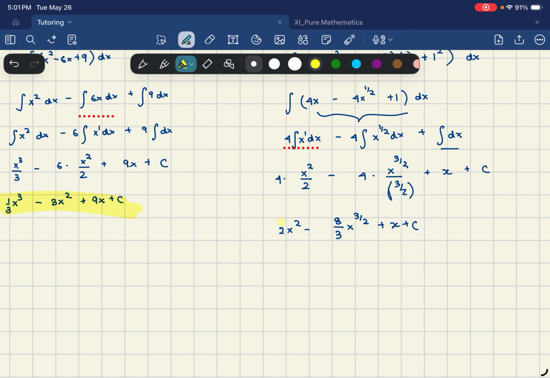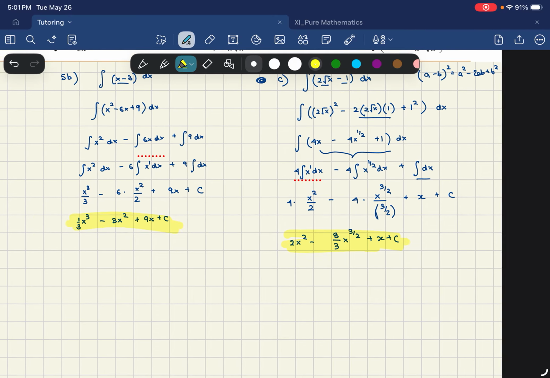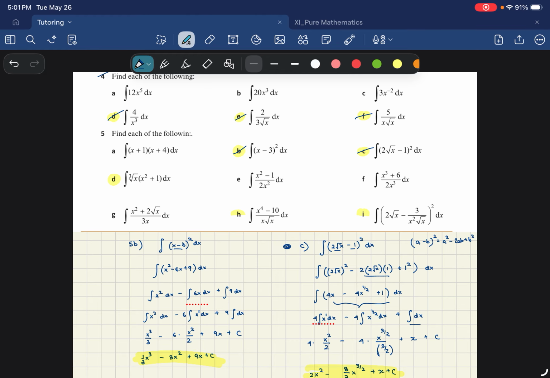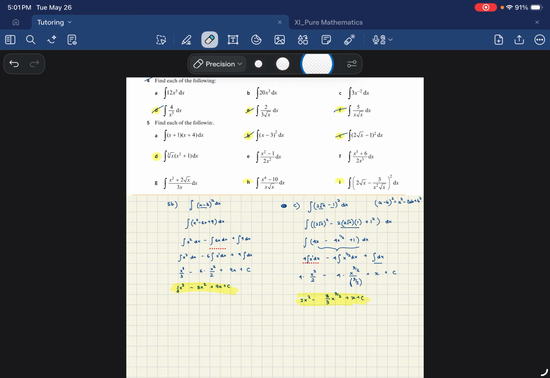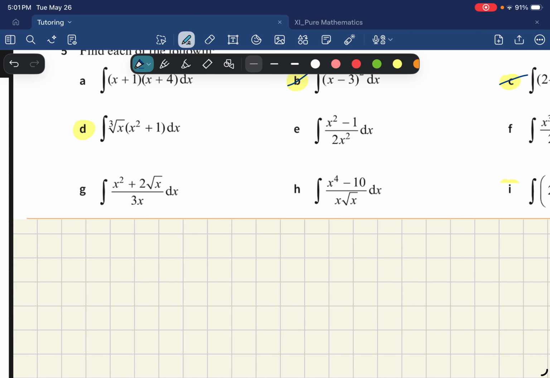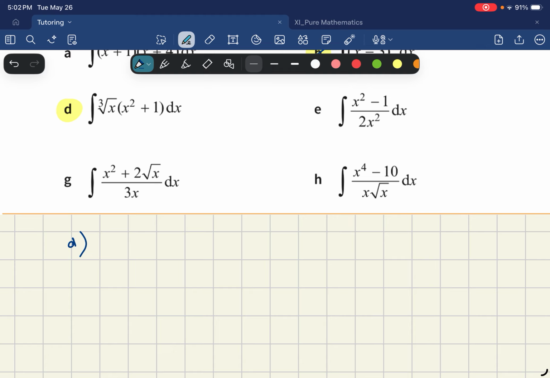Alright, this is the correct answer. Alright. I think, yeah, this should be it. Alright, so we are done with C as well. So I hope, if it's okay, let me erase everything. For question part D, I have cube root of x, and cube root of x is just x to the power 1 over 3 times x squared plus 1 dx.